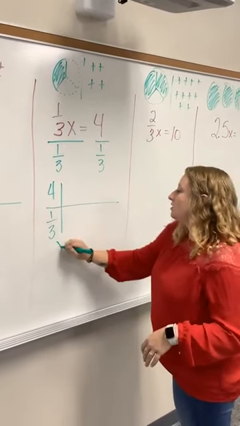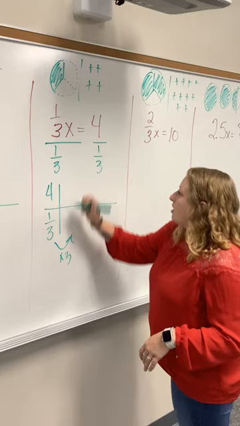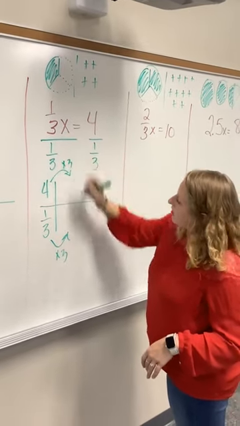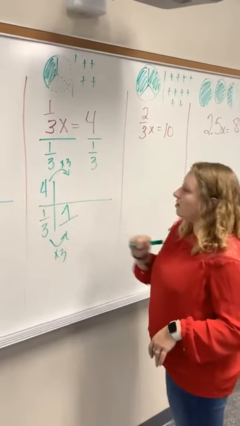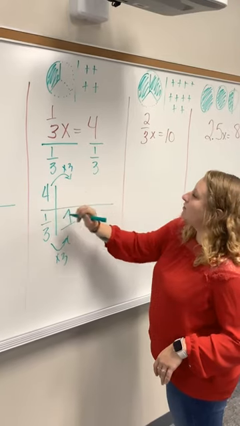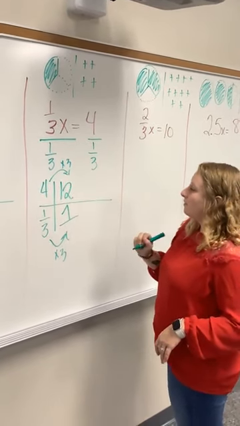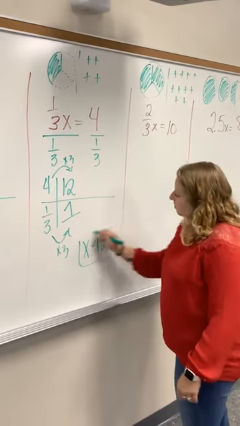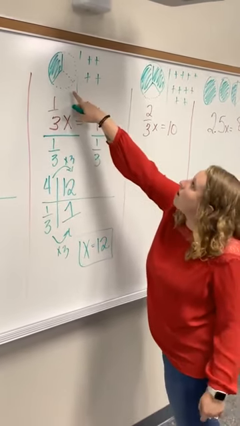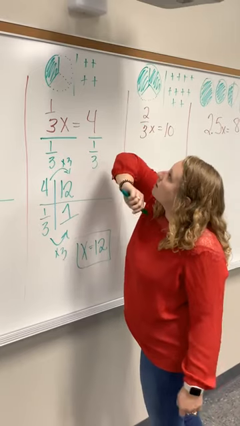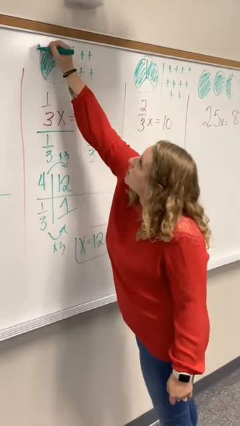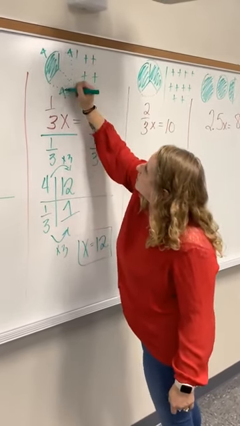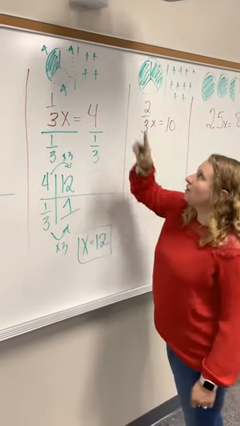So what I can actually do is I can scale up, and 3 groups of 1/3 gives me 1 whole value of x, and 3 groups of 4 gives me 12. So my unknown value of x is equal to 12, which if we connect back to our model is easy to see, because if each 1/3 of the x is 4, it takes 3 groups of the 4 to make the whole x.